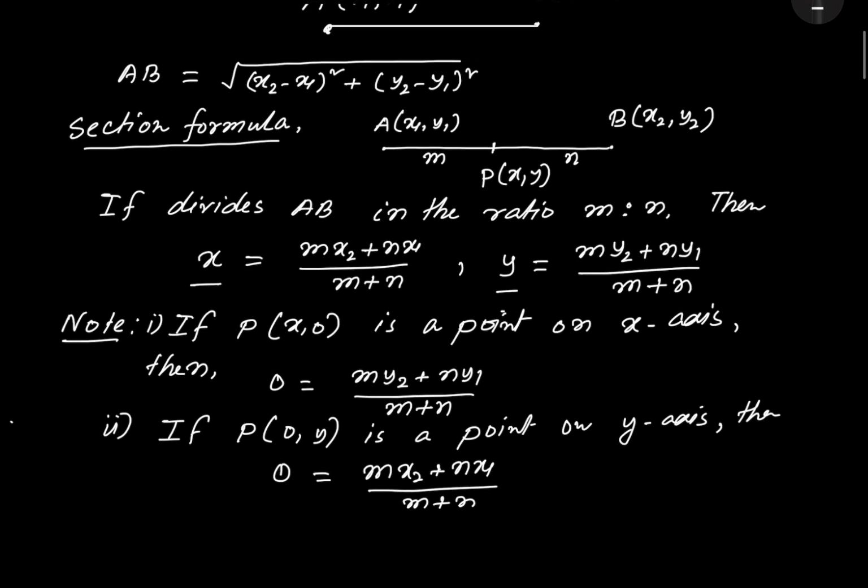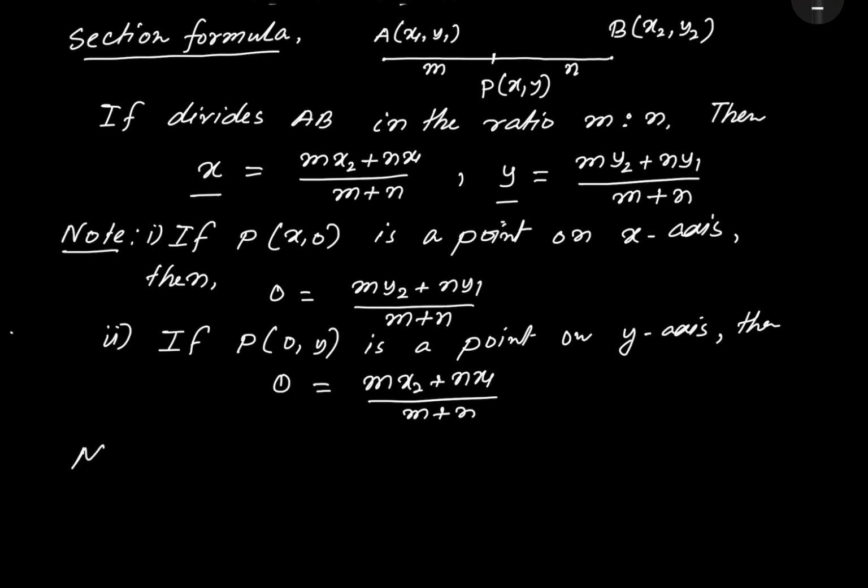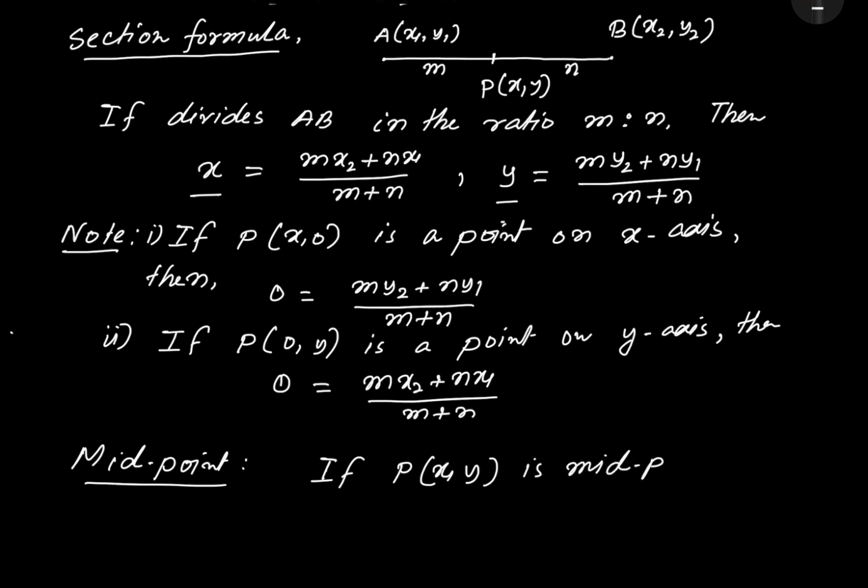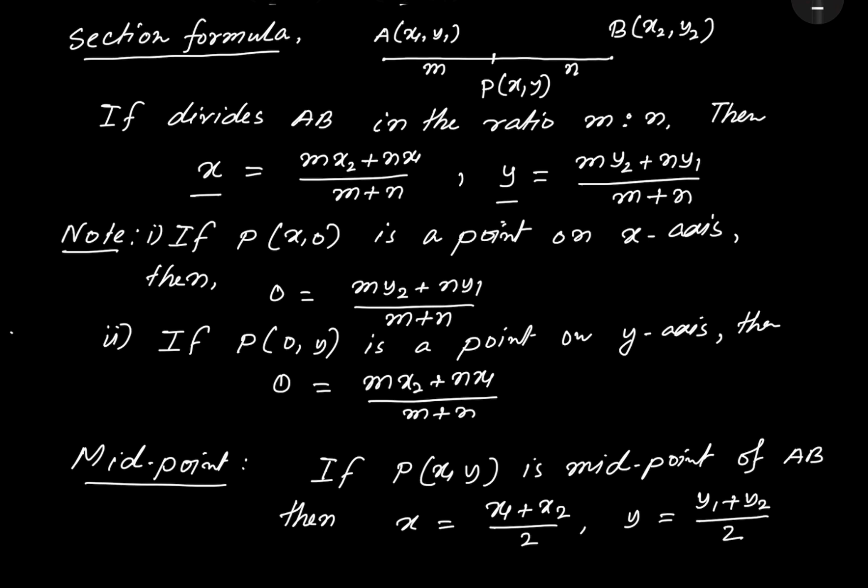Next is midpoint. If P x comma y is midpoint of AB, then x equals to x1 plus x2 by 2, and y coordinate will be y1 plus y2 by 2 only. This is midpoint P x y.